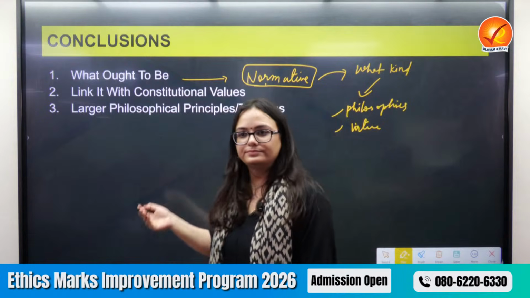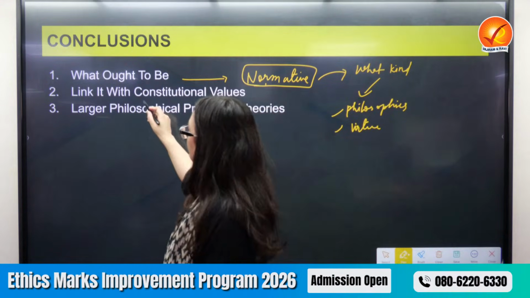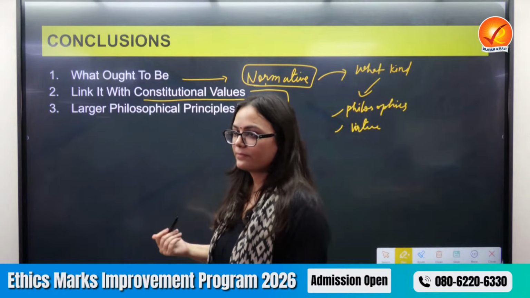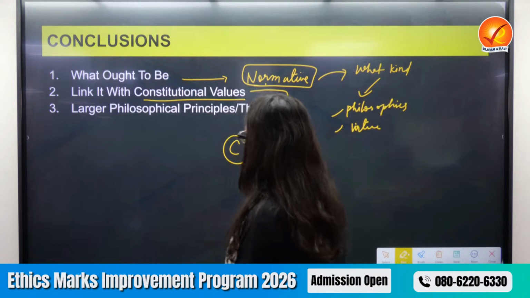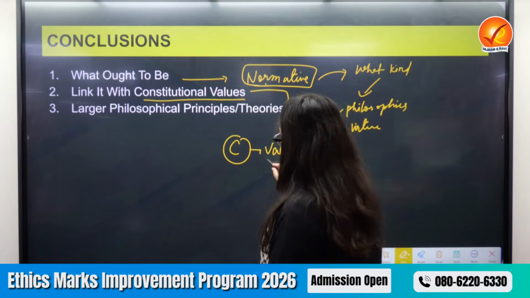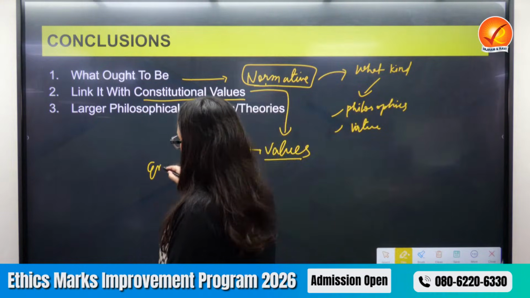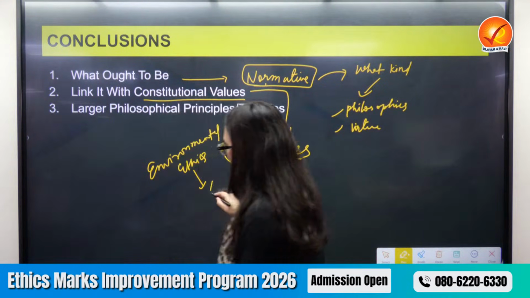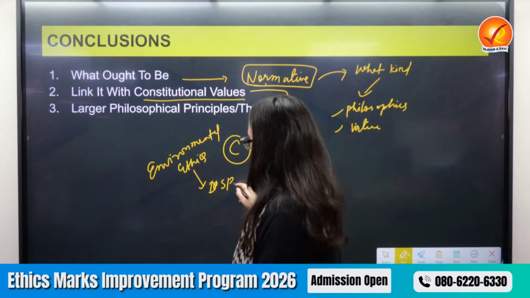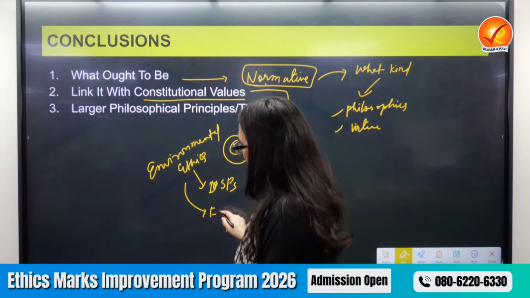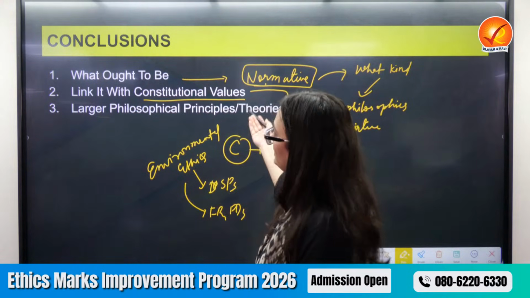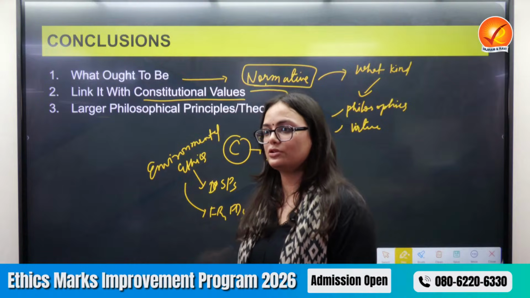should I imbibe? Okay. Then you can link the conclusions in ethics with some constitutional principles. Why? Because the constitution is based on certain values itself. Say, for example, if you are talking about environmental ethics, you can link it with DPSPs. You can link it with fundamental rights, fundamental duties, right? So you can connect it with your constitutional principles, constitutional values.